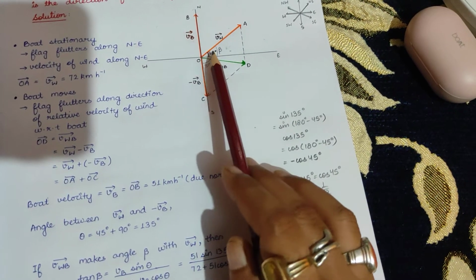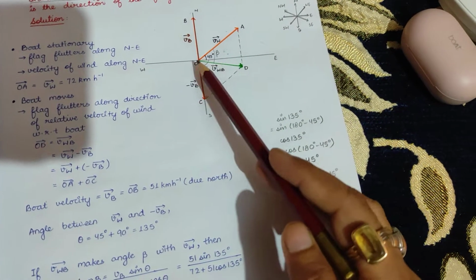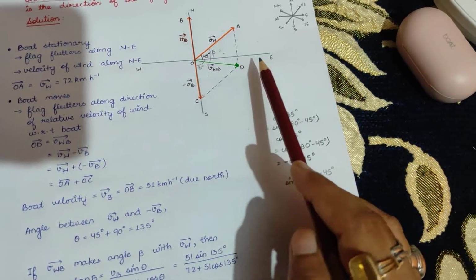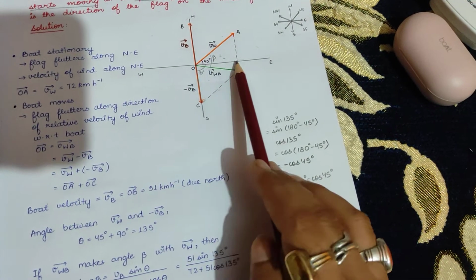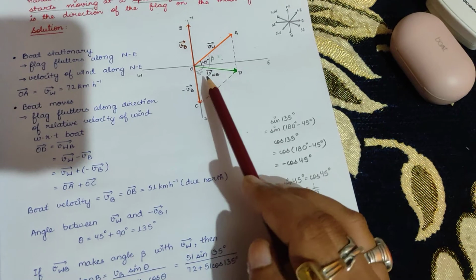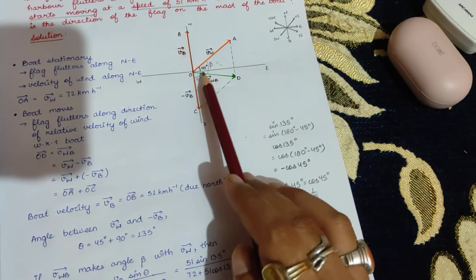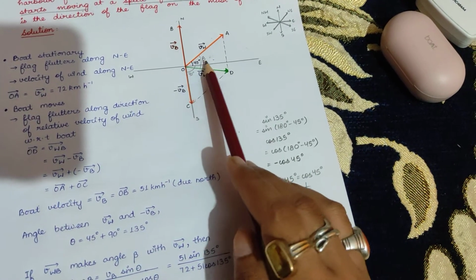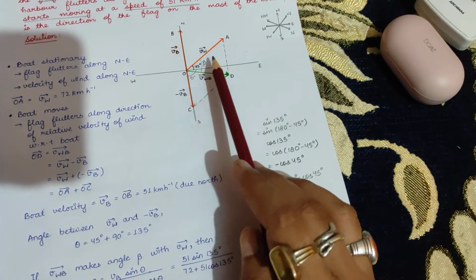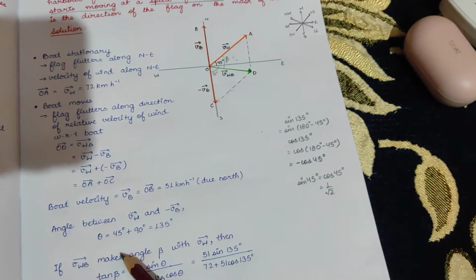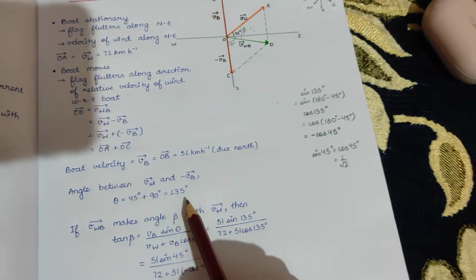This whole angle. As you can see, it was given in the question that the flag flutters along the northeast direction. So the angle between the velocity of wind and the east direction will be 45 degrees, and the angle between the east direction and the opposite direction of vector VB is 90 degrees. So what will be the total angle between vector VW and minus vector VB? It will be 45 degrees plus 90 degrees. Therefore the theta between these two velocities will be equal to 135 degrees.